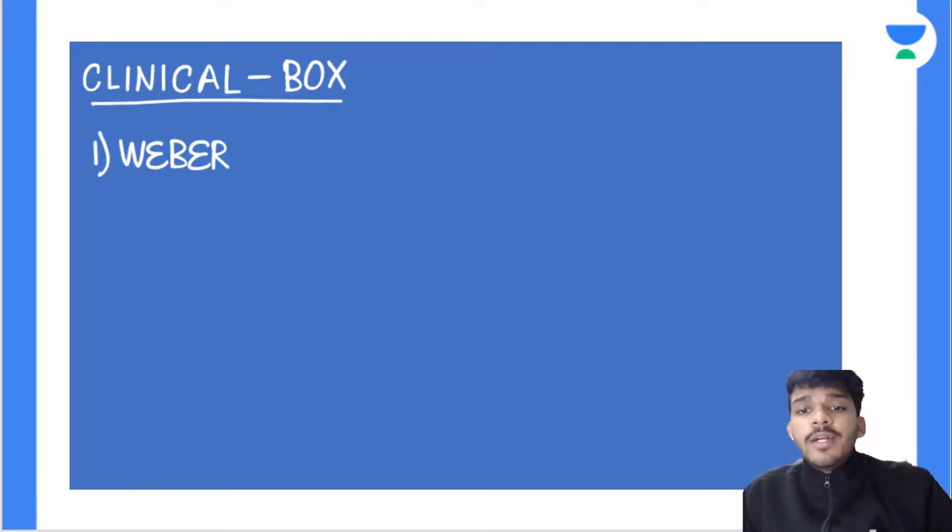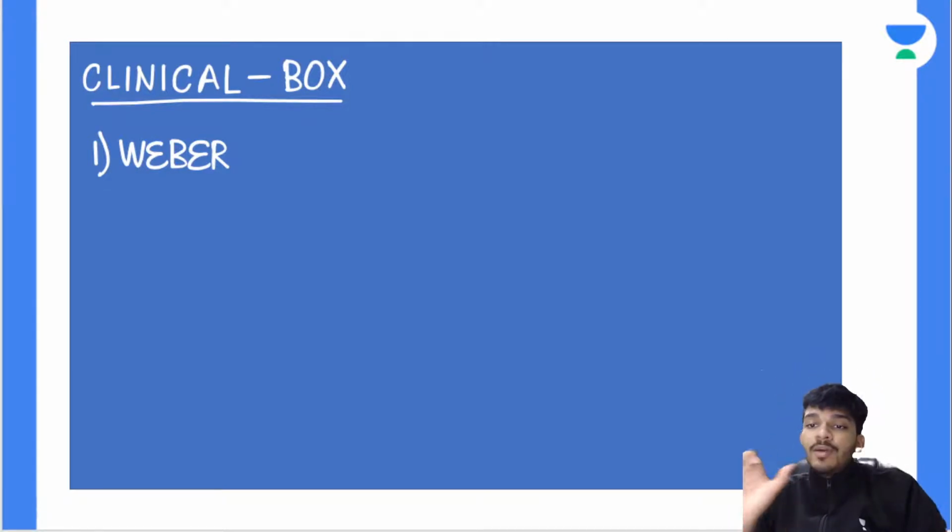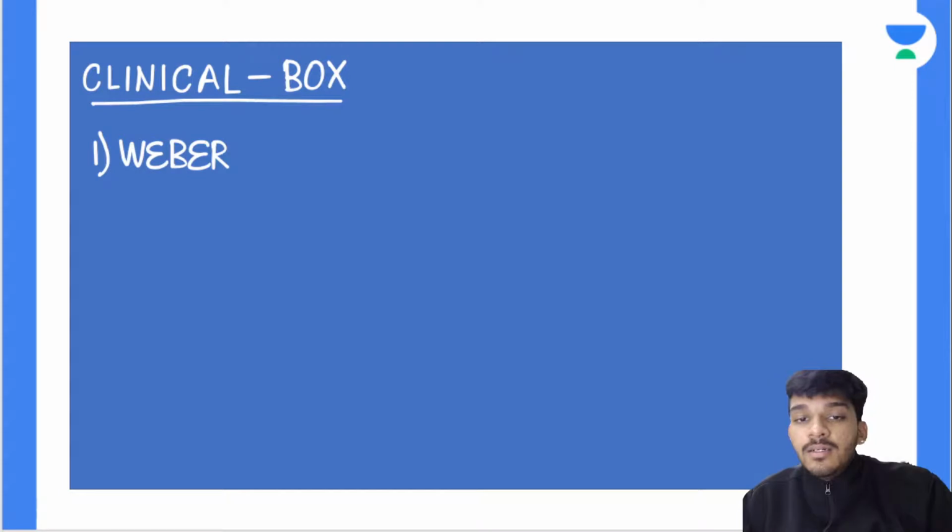Okay, so it's also written sometimes as Sturge-Weber syndrome. That's actually a different thing. So please don't get confused. Let's think about Weber syndrome. Sturge-Weber is a different thing. Weber is a different thing.